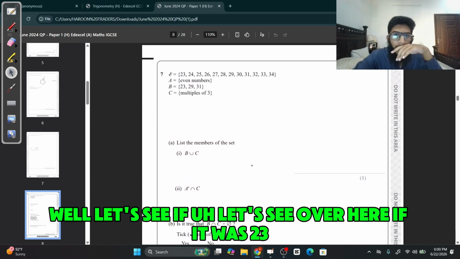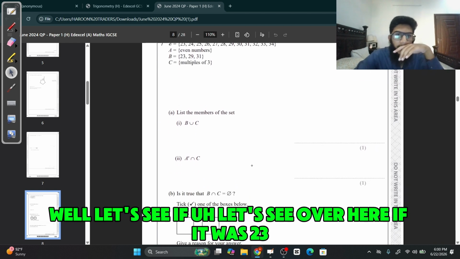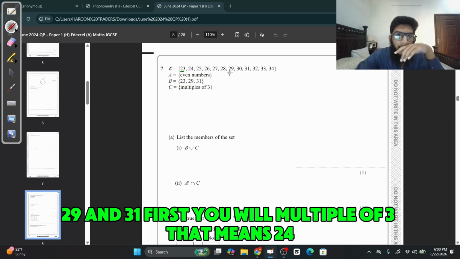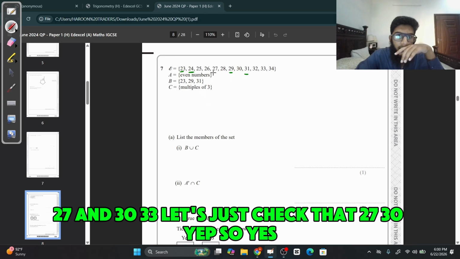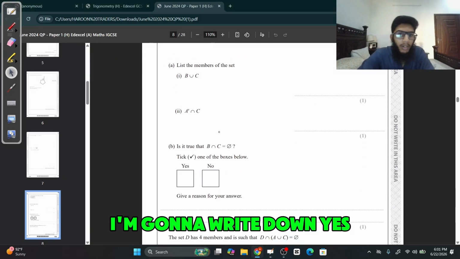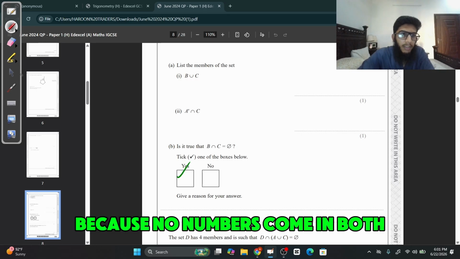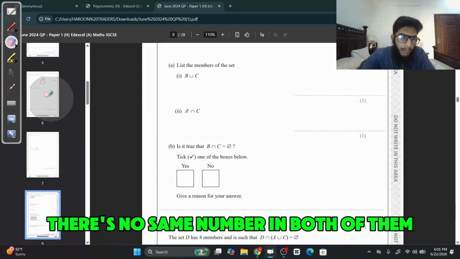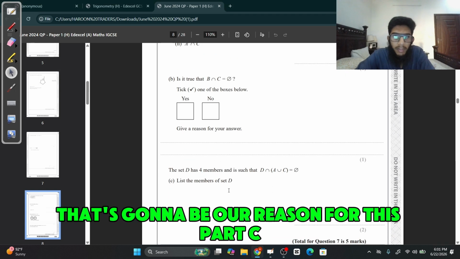Next, is it true that B intersection C is equal to nothing? Well, let's see. If B is 23, 29, and 31, and C is multiples of 3, that means 24, 27, 30, 33. Let's just check that. Yes, this is correct. I'm going to write down yes, because no numbers come in both. There's no number common in B and in C. Okay, there's no same number in both of them. That's going to be our reason for this.